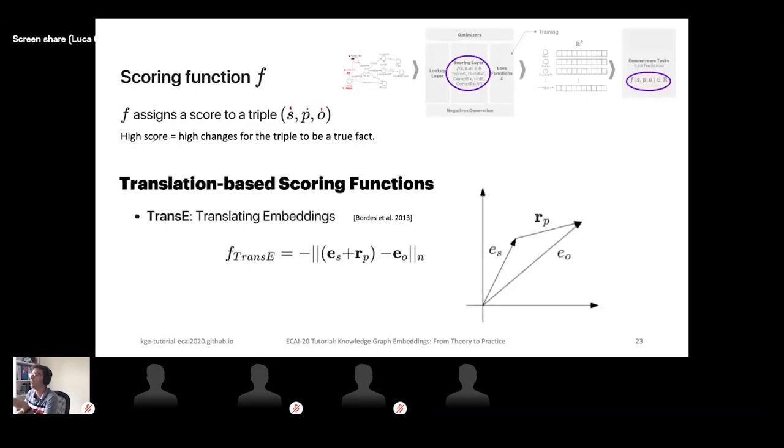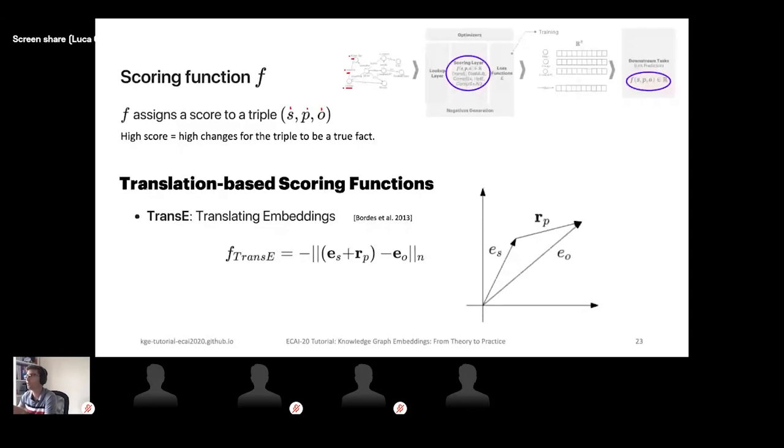And this can be done in really dozens of different ways. The literature is really wild on all the different ways that this can be achieved. As I said, we will not cover everything because it would probably take a couple of days of webcast time. But we will focus on the most important and most used models in practice. We will describe these models and we will divide them into families. I will start with a family called translation-based scoring functions.